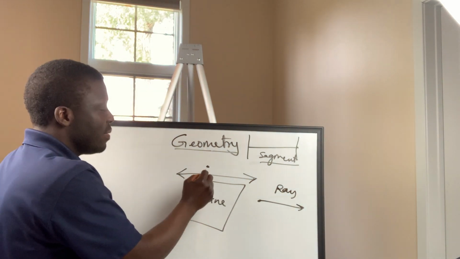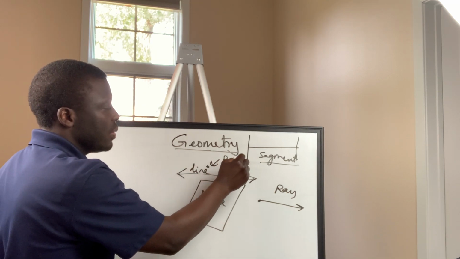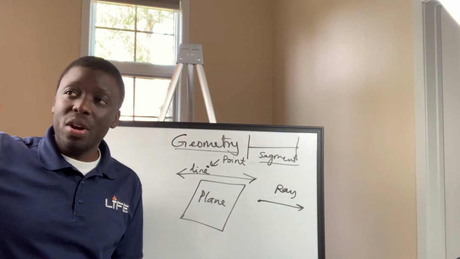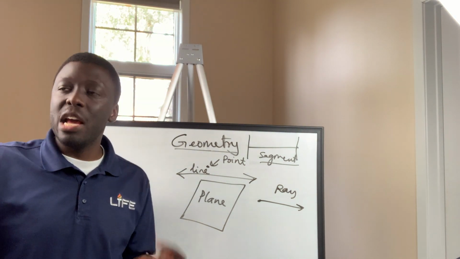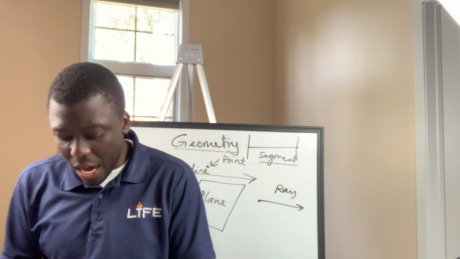That's a plane, this is a line, and this is a point. Okay? So those are some of the things to keep in mind. Points, lines, and planes, segments, and rays. You'll see where all this comes together in a little bit.